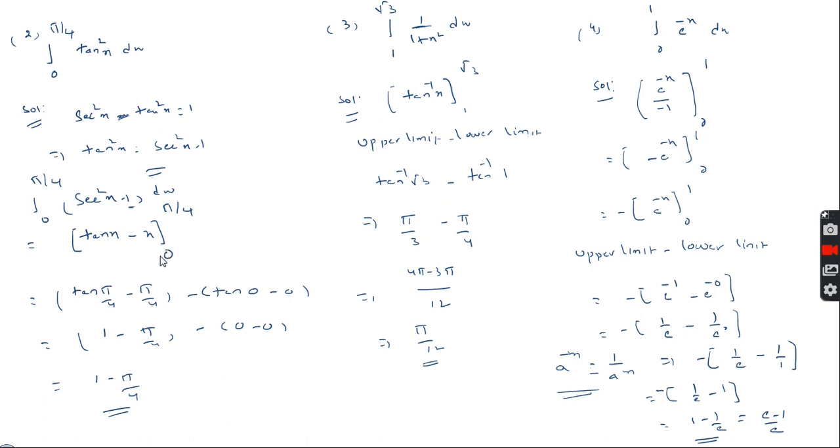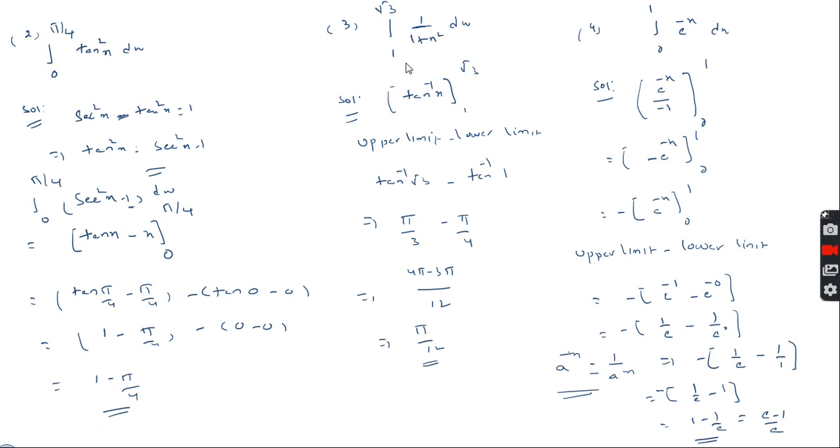minus the lower limit. What is the lower limit here? The lower limit is 0. For that, tan 0 minus 0. We know the value of tan 0 is nothing but 0, and tan pi by 4 is nothing but tan 45, which is 1. So after simplification, we get 1 minus pi by 4.